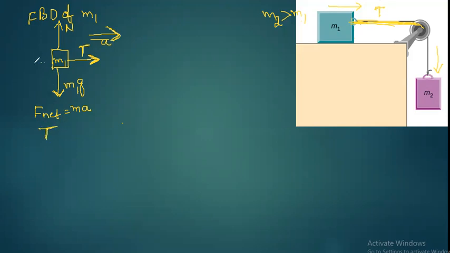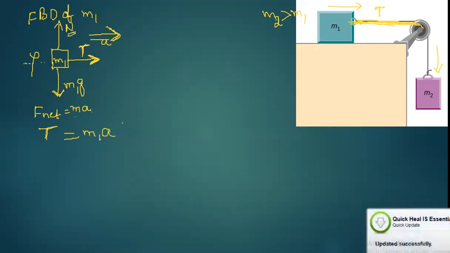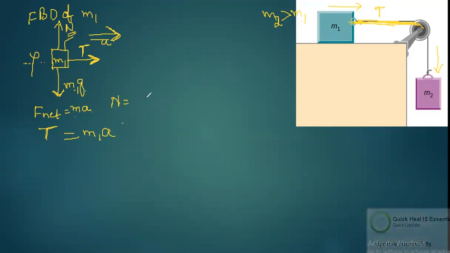Is there any other force on the left side? There is no other force on the left side, so it should be 0. So I am not taking that one. So can I take directly M1A? Because total force T is equal to M1A, right? And you observe here N, the normal force. Normal force is equal to what can I write? Normal force is equal to M1G.